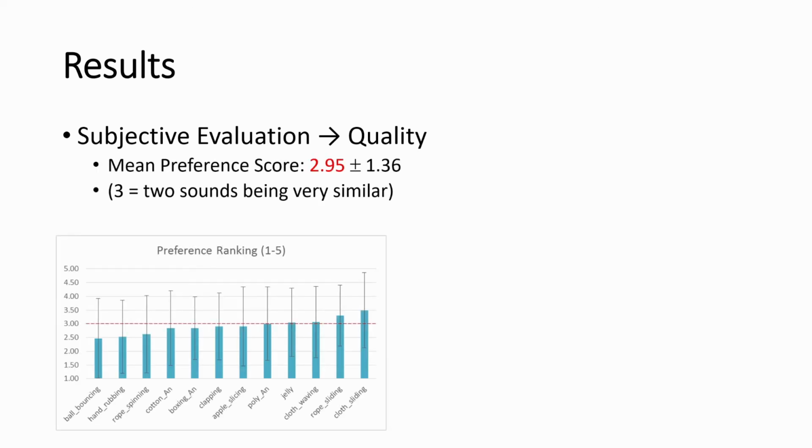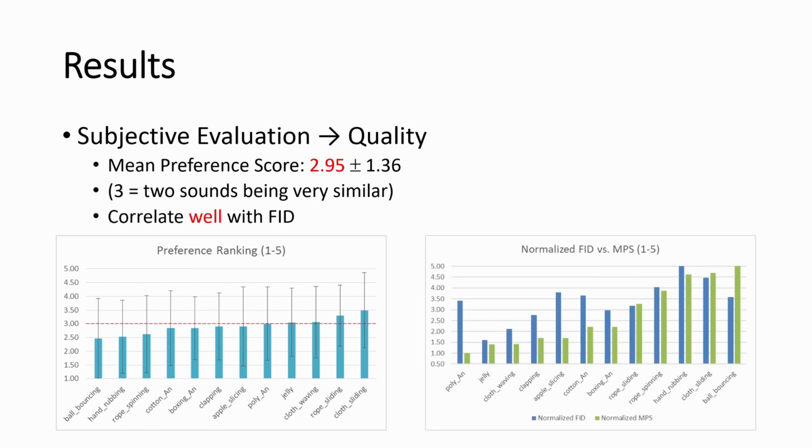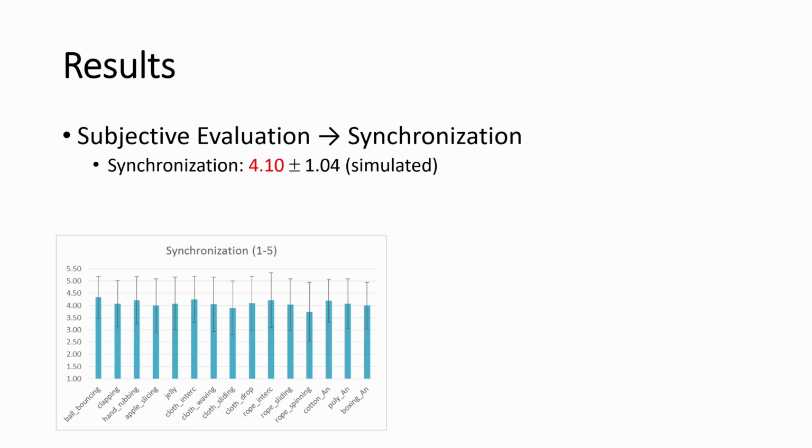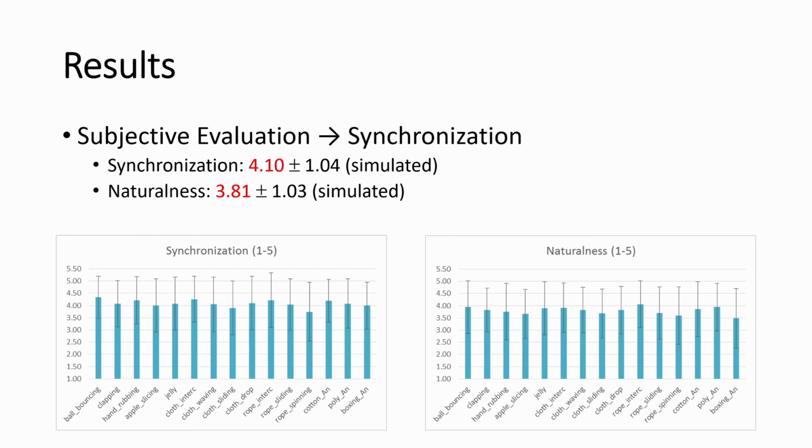For the quality evaluation, our mean preference score shows that the subjects perceived all simulated sounds to be similar to the real recordings, which correlates well with our objective measurements using FID. As for synchronization, our human evaluation shows that all simulated audio has achieved a good level of synchronization as well as naturalness. Moreover, we find a strong and positive correlation between these two data, which means that highly synchronized sound can improve the audiovisual experience.